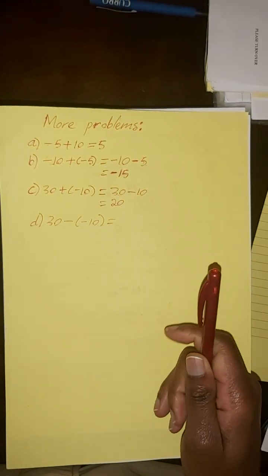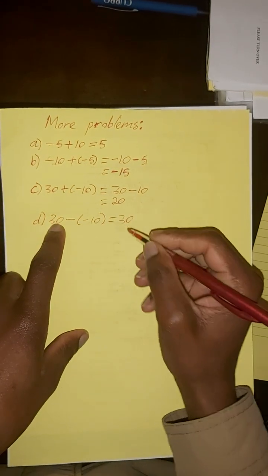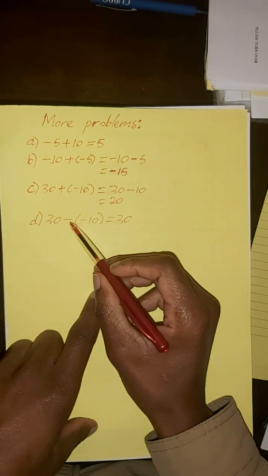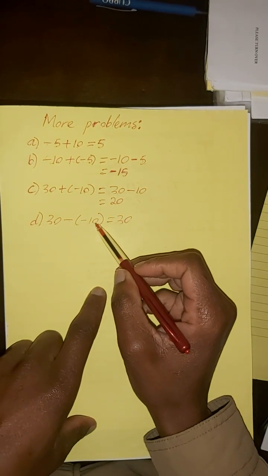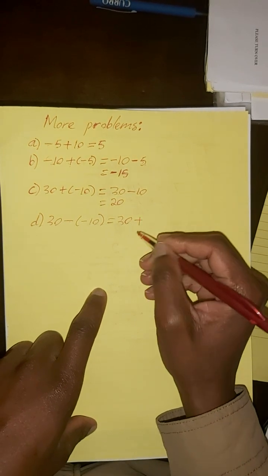Then what would be my answer? Well, first of all, we would put the 30 here because it's not affected. And then we would say negative multiplied by negative 10. And we know that when you multiply a negative with a negative, you get a positive.